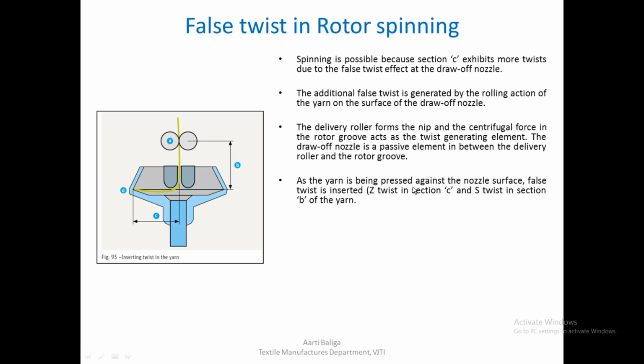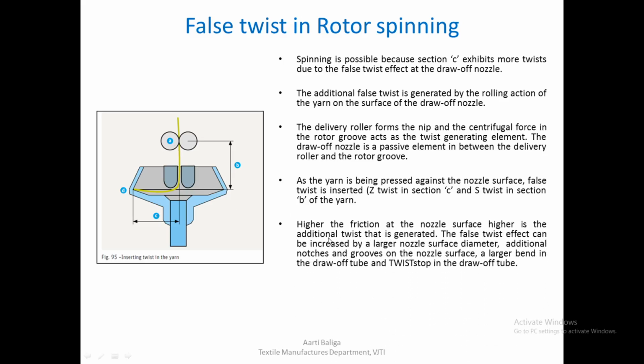As the yarn is being pressed against the nozzle surface, the false twist is inserted. We can say that Z twist is inserted in section C and S twist is inserted in section B of the yarn. The higher the friction at the nozzle surface, the higher the additional twist that is generated. The false twist effect can be increased by using a larger nozzle surface diameter, and additional notches and grooves on the nozzle surface. We have seen all these parameters in our earlier lecture.